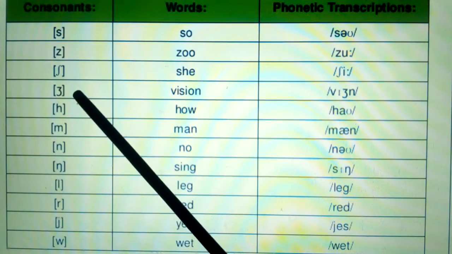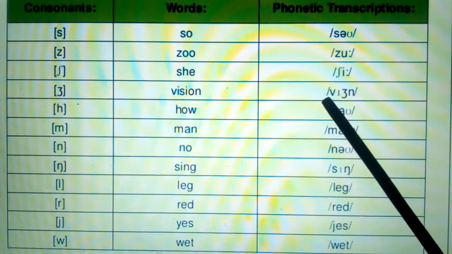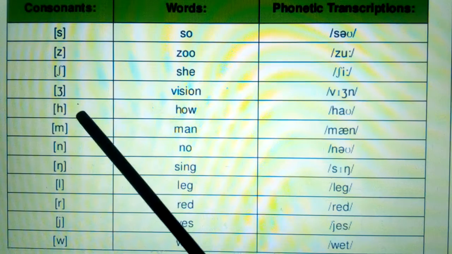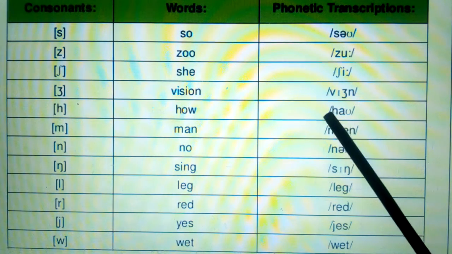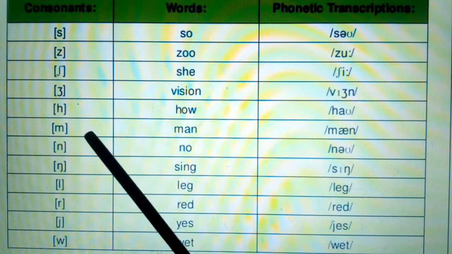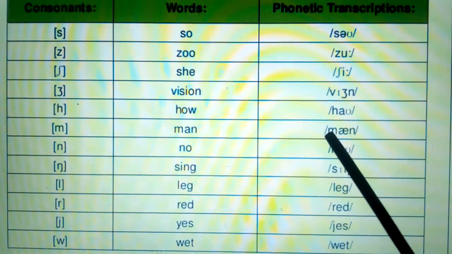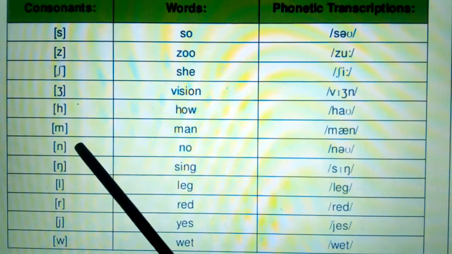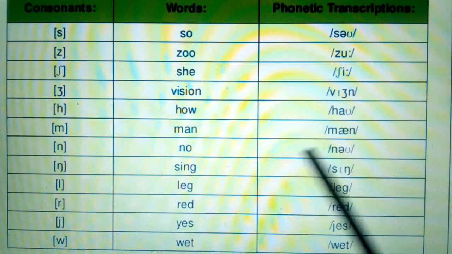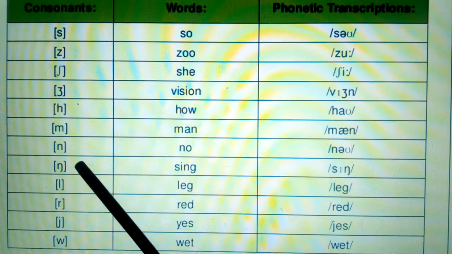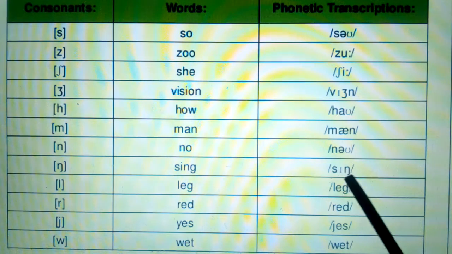Next is zha, like in vision. Its transcription is this. Next is ha, like in how. Transcription is this. Next is ma, like in man. Transcription is this. Next is na, like in no. Transcription is this. Next is the ing sound, like in sing. Transcription is this.